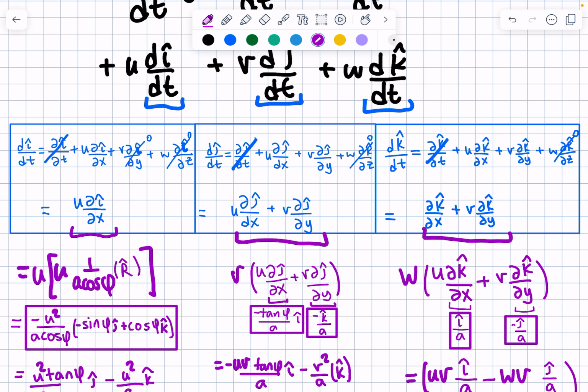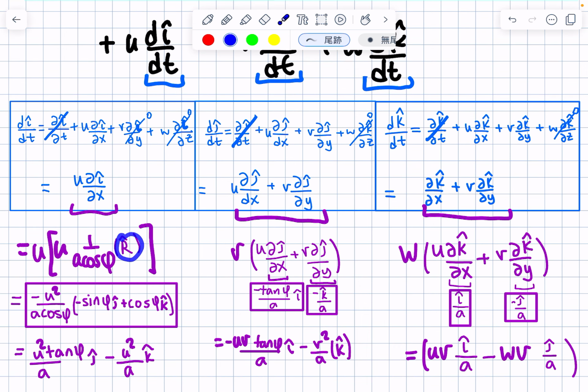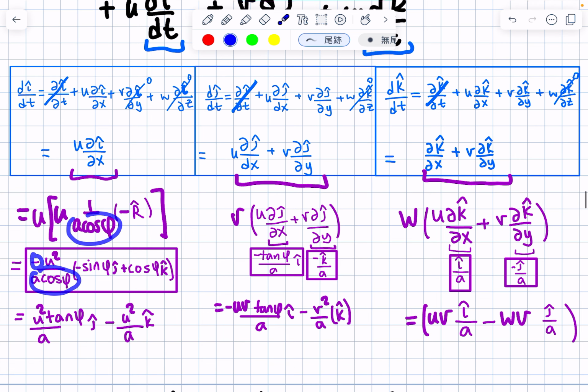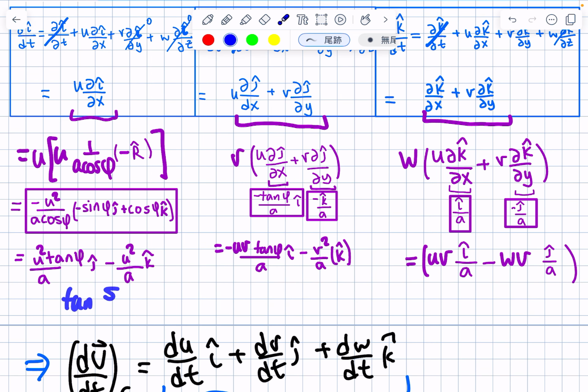And this u is this u. So if we take that out, and we know that r hat is negative sine phi j plus cosine phi k, we have u squared. And sorry, another mistake is in the negative r hat direction. So that's why there's a negative here, and then the a cosine phi on the bottom. And we know that tangent is sine over cos. So we have positives cancel out. So u squared sine over cosine, tangent over a. And then the minus cosine over cosines cancel out. You get minus w squared over a.